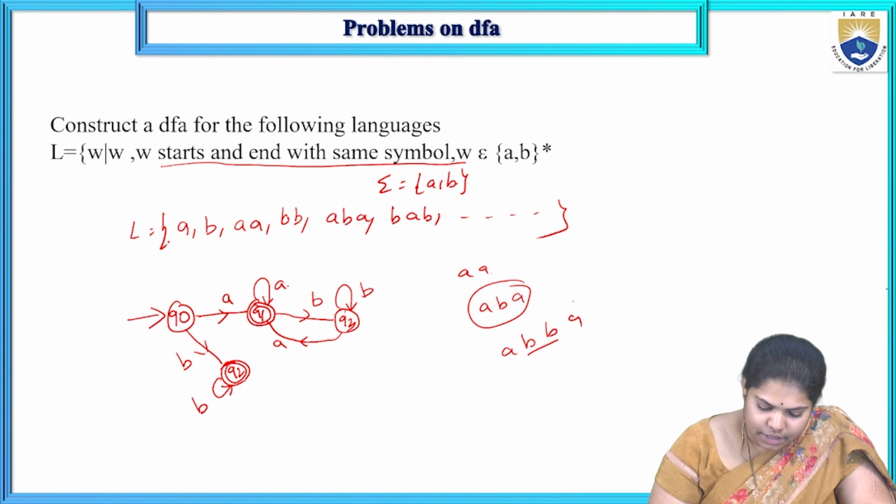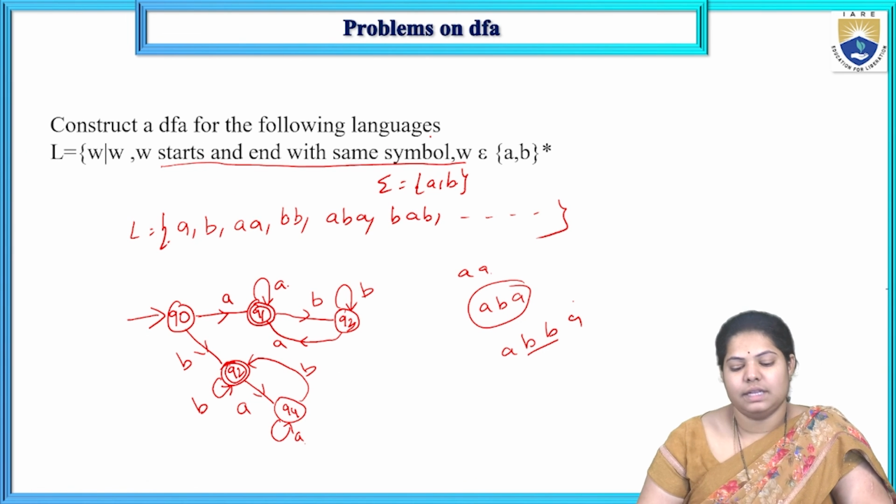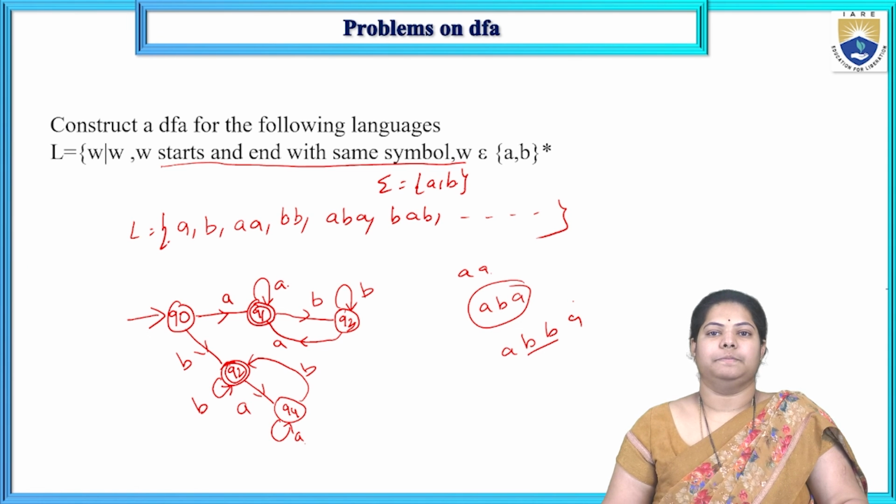In the same way here, if I need to execute a string called A, B, I should give here A and Q4. Any number of A's I can get, if I should end again with the B. So this is how the starts and ends with the same symbol works.